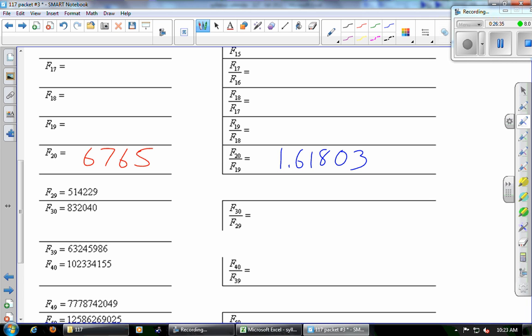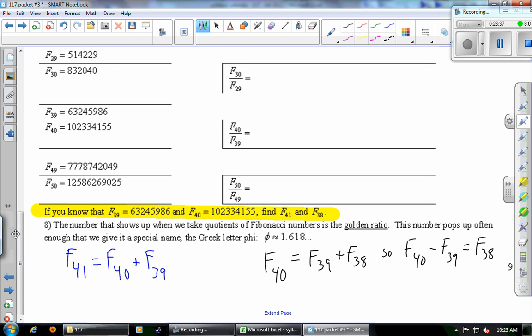So we will talk about that magical number. But first, how would you use F39 and F40 to find F41? You'd add them. Okay, that's easy enough. I've written it here in blue. I didn't do the calculation, but that's the equation.